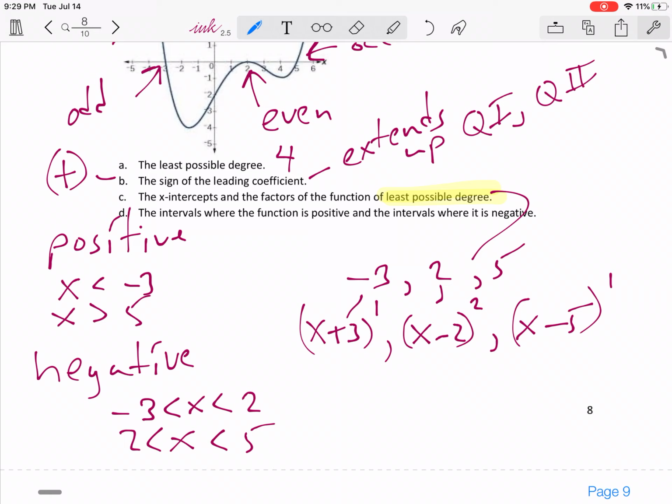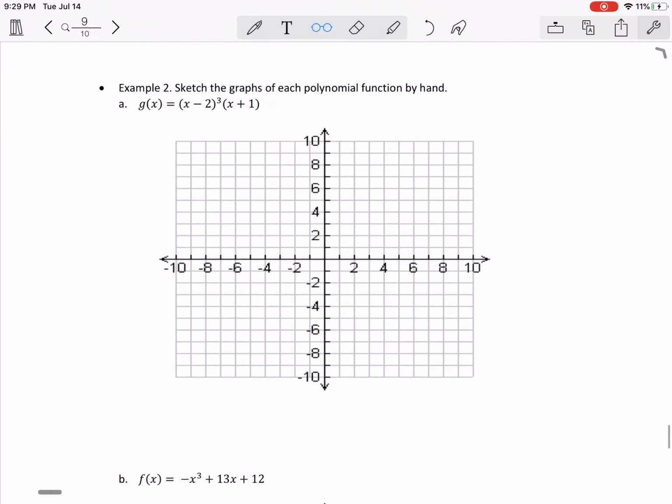So that's information that we can extract from the picture of the function. Now the other thing we can do is take the equation and come up with the graph from that, without using a graphing calculator or a program like Desmos. So what we have here is this equation written out in factored form.